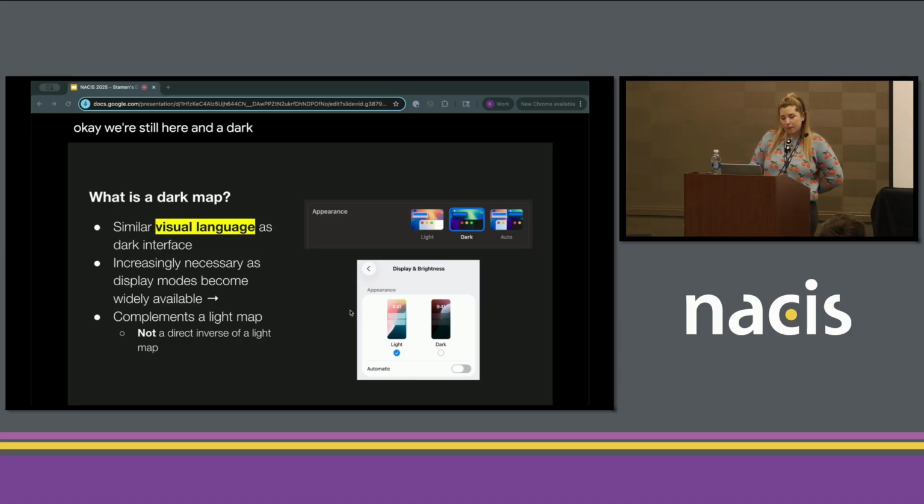And a dark map complements a light map, but usually it's not a direct inverse of a light map, and that's important, and I'll talk about that more later.